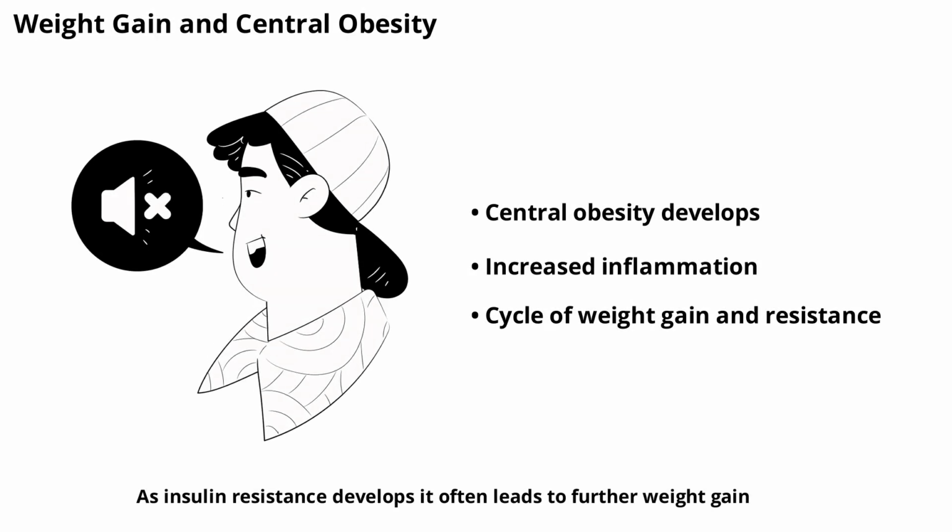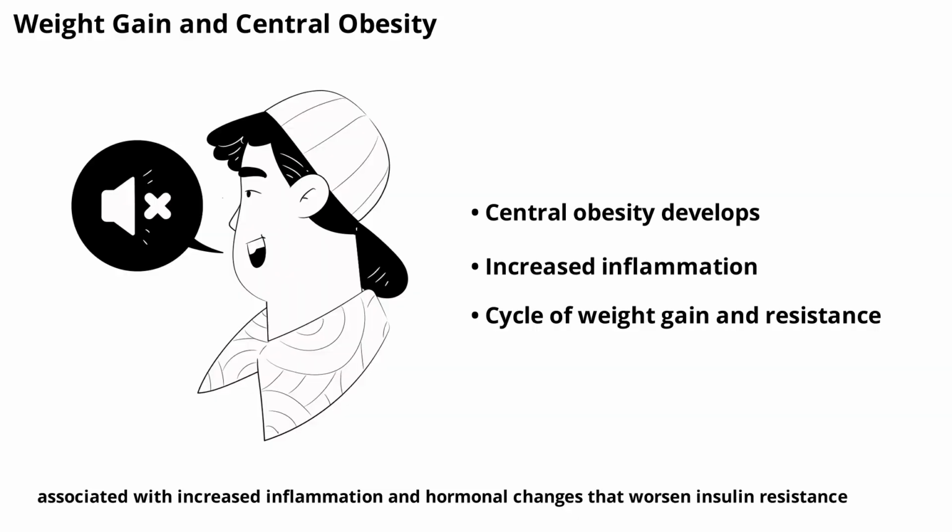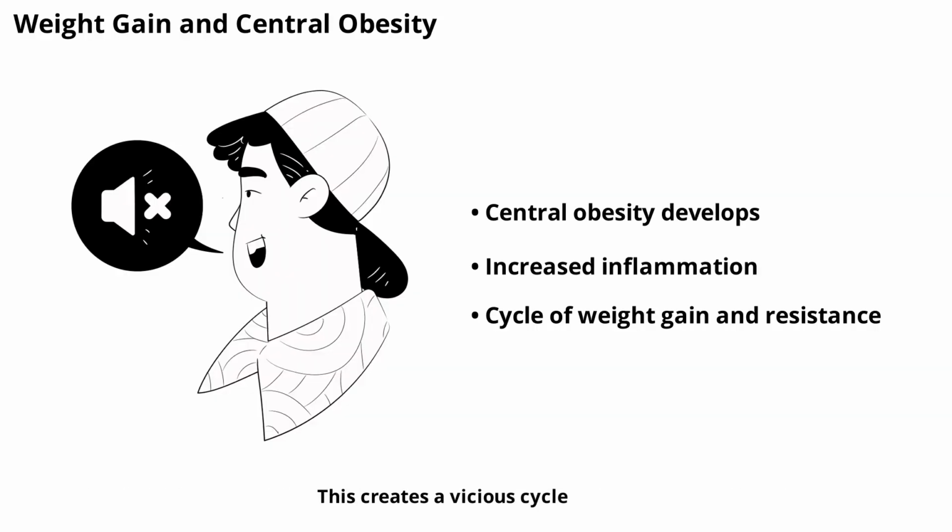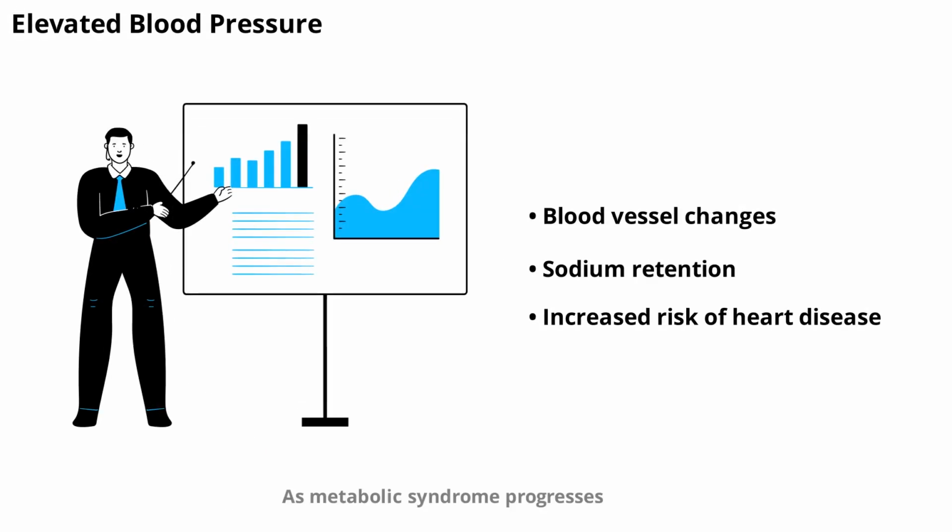As insulin resistance develops, it often leads to further weight gain, particularly around the abdomen. Central obesity is a hallmark of metabolic syndrome and is associated with increased inflammation and hormonal changes that worsen insulin resistance. This creates a vicious cycle where weight gain and insulin resistance feed into each other, accelerating the progression of the syndrome.